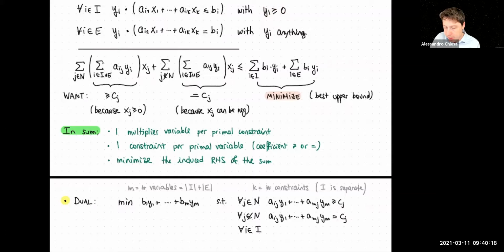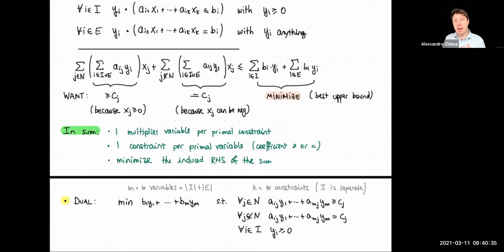non-negative. Which ones? The ones specifically in the set big I. Therefore, we're going to write yi as being non-negative for little i being in big I. Okay? And we have written the dual.